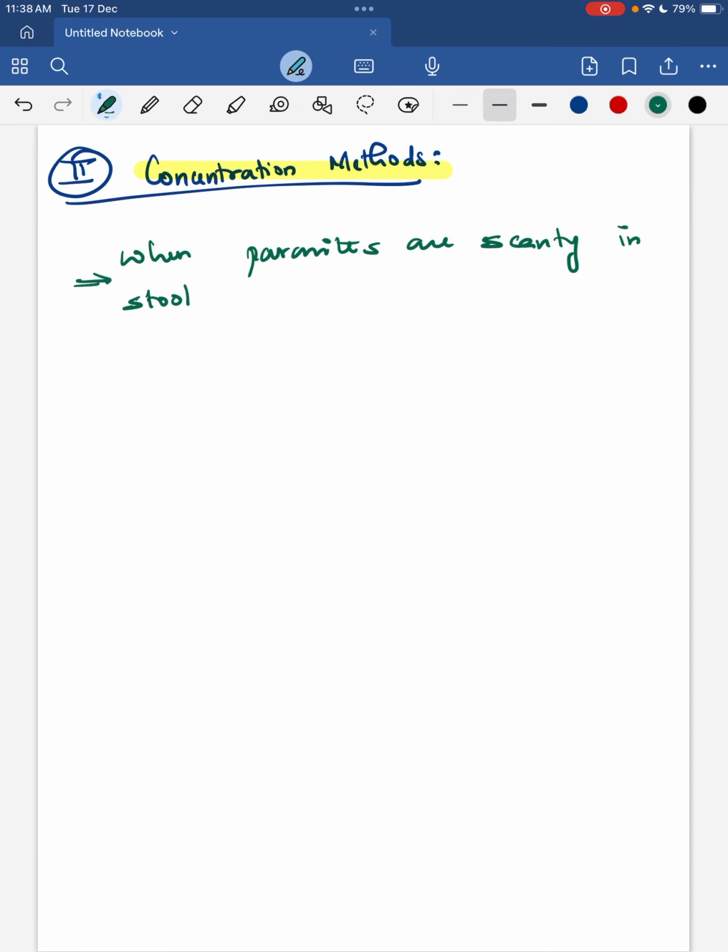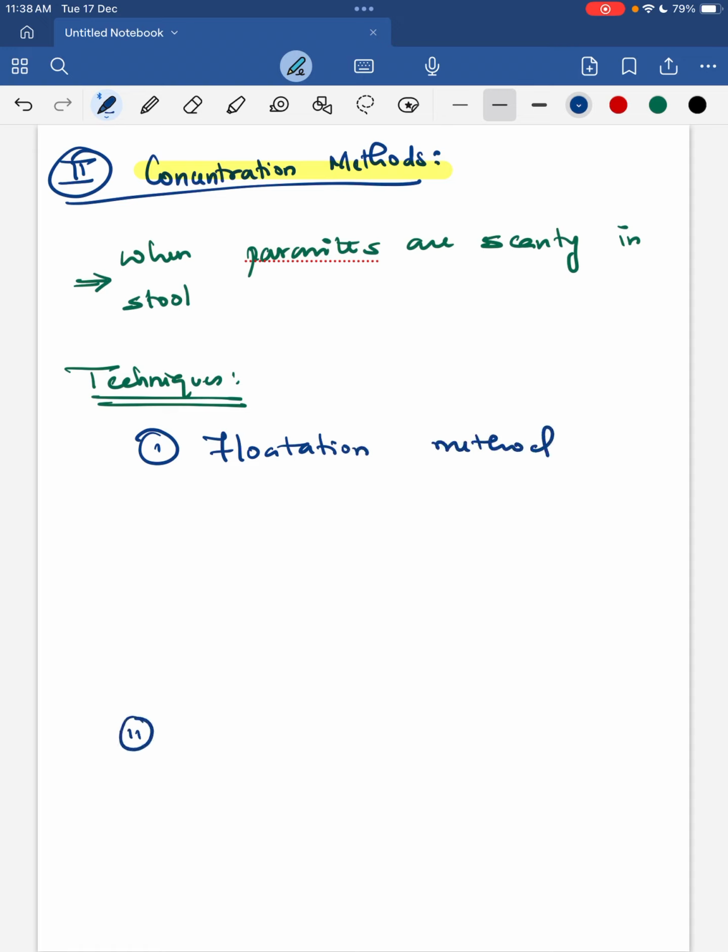So the techniques that are being used in your concentration method are, one is your flotation method, and second one is your sedimentation method. First one, in your flotation method, here your fecal sample, it's just your stool sample, is suspended in a solution with a high specific gravity, so that your parasite eggs and your cyst will float at the top.